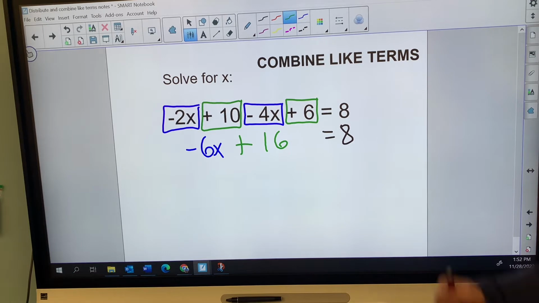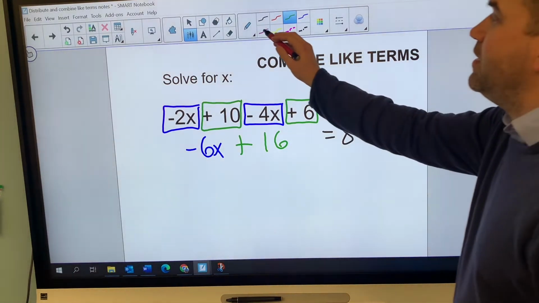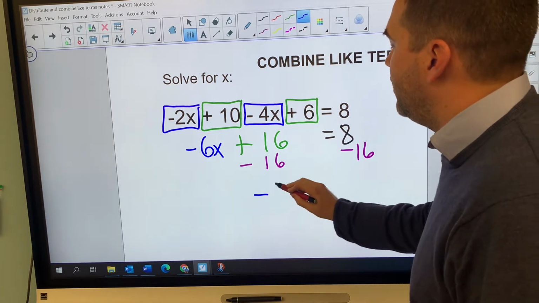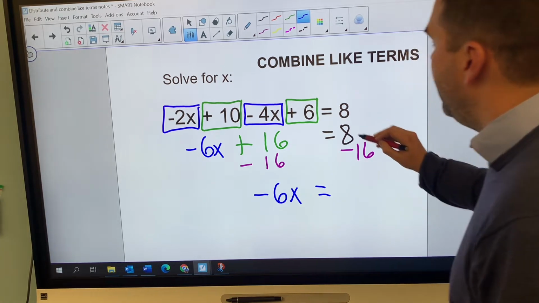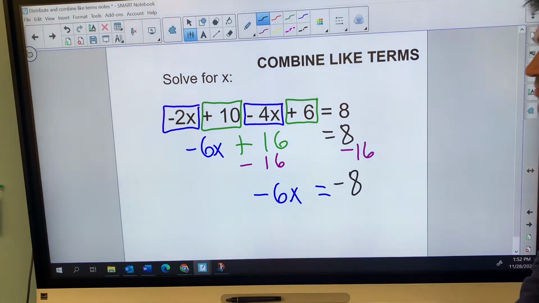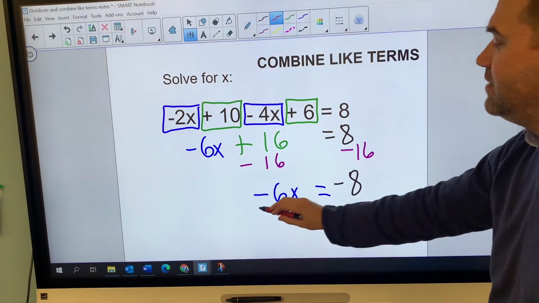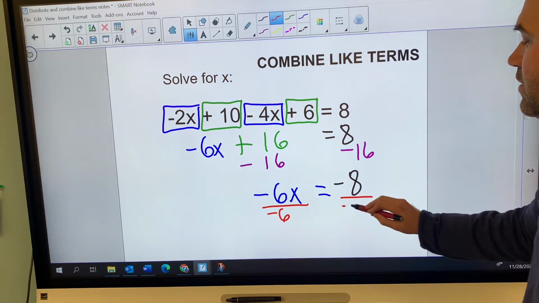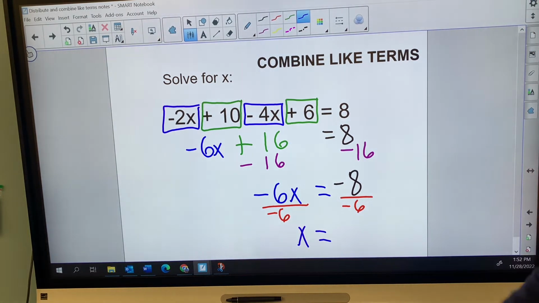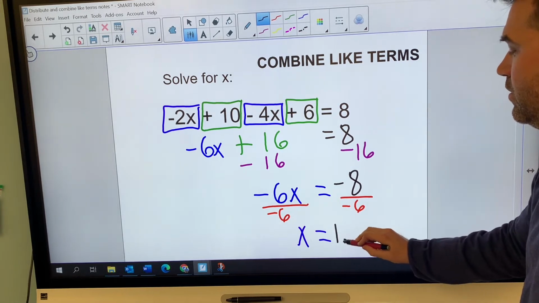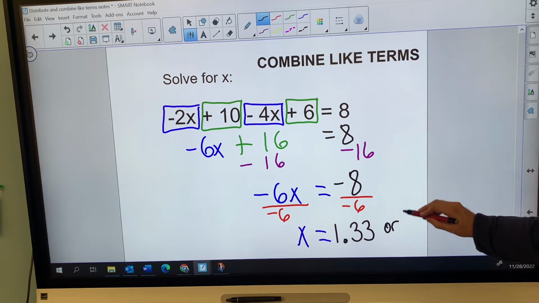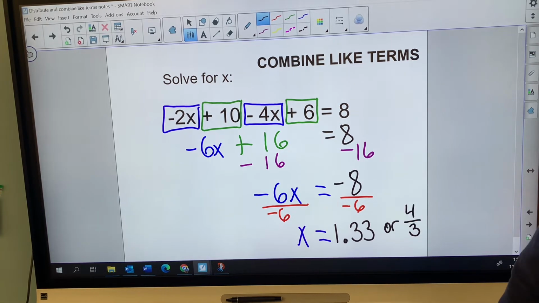Now I've got a two-step equation. I'm going to take care of that plus 16 with a subtraction. The only thing left on the left side is -6x. And 8 minus 16 is -8. Now I get to divide both sides by that -6. We end up with x equals, and here, if you want to pull out a calculator, that's 1.33, or if you like fractions, it's 4/3. Either way.